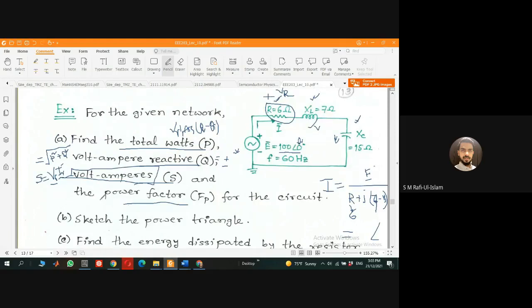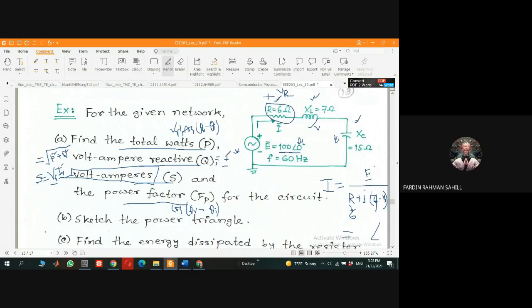The last part, you need to calculate the power factor. Very easy. Power factor is equal to what? Cos of theta V minus theta I, right? You already know theta V and theta I, so you'll put those in. Now, whenever I ask you to calculate the power factor, you must give a decision whether it is leading or lagging. How do you know?